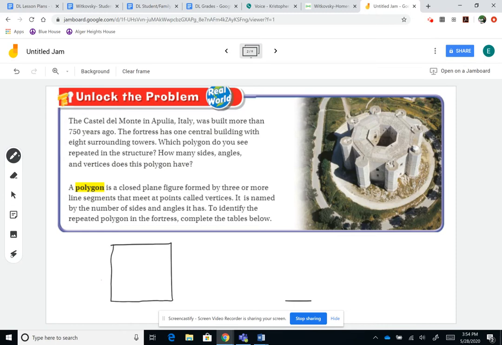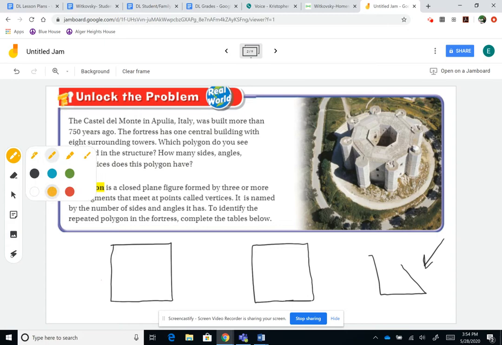I'm going to do my best to draw 2 squares. A square is a polygon because it is a closed figure. Now what that means is, if I drew this, it is not closed. It's open and it is not a complete shape. It's open right here, and it needs to be closed in order to be a polygon. So that's one rule of a polygon.